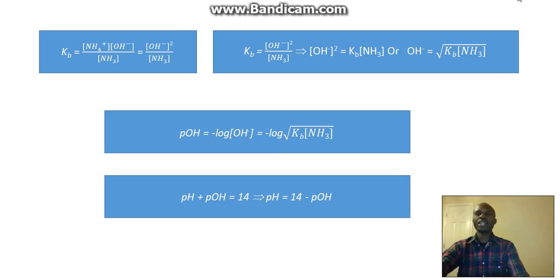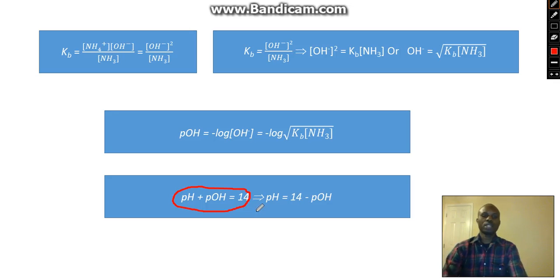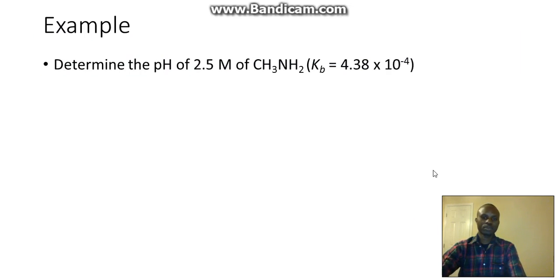But another important equation that we are introducing: pH plus pOH will give us 14. So if you know the pOH, you can calculate the pH of the solution. In this case, the pH of the solution is equal to 14 minus pOH. Why is this information important? Let's deal with an example.